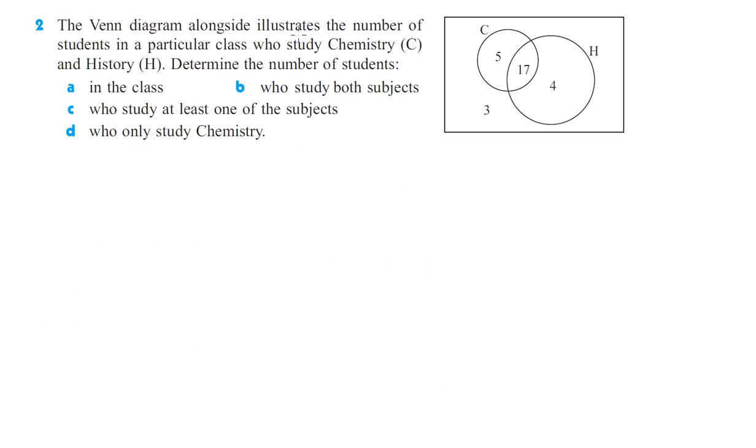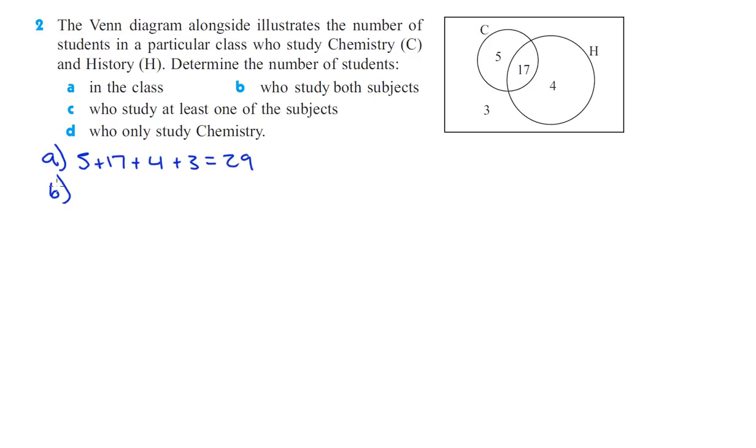We've got the Venn diagram alongside illustrates the number of students in a particular class who study chemistry and history. Determine the number of students in the class total. So that is just going to be adding all these numbers up. There's 5 people that are just in chemistry. There's 17 that are in chemistry and history. There's 4 that are in just history, and there's 3 that are in none of the above. So it's the 3 and 17 is 25. That's 29.